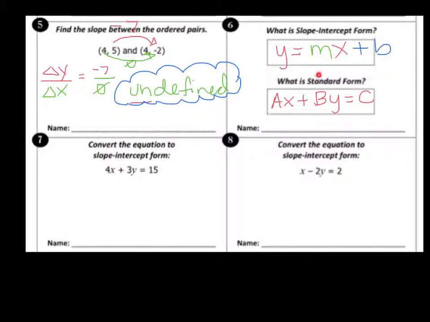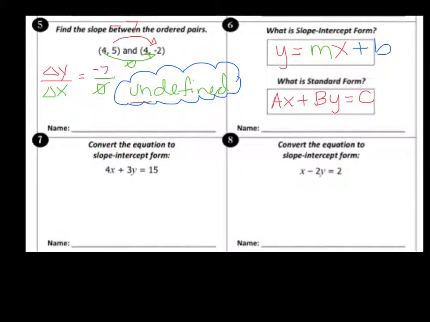Okay? So we have our slope-intercept form. That's where I can see my slope is m, or the number in front of x, and my y-intercept is b, or the number being added and subtracted. Remember, standard form we use to find our intercepts. Okay? So let's go ahead and look at number 7. It says convert the equation to slope-intercept form.